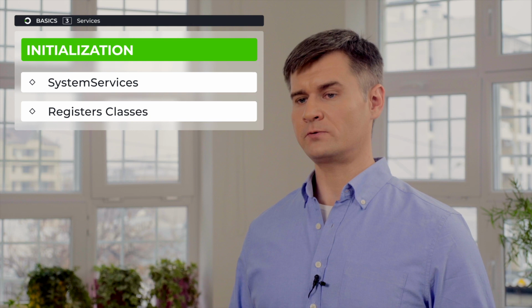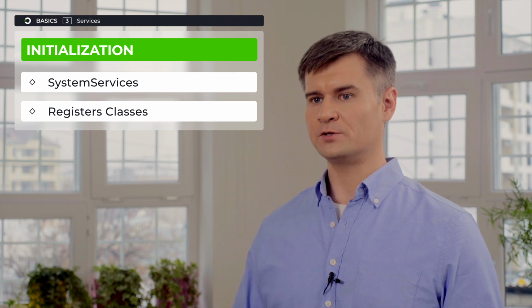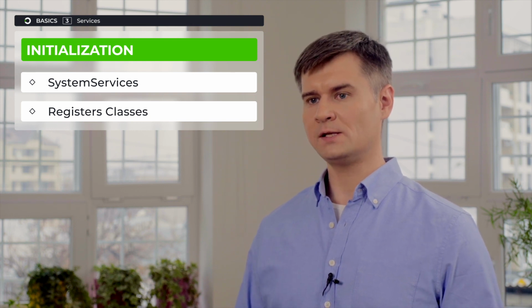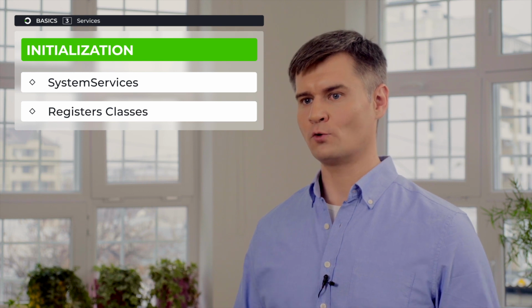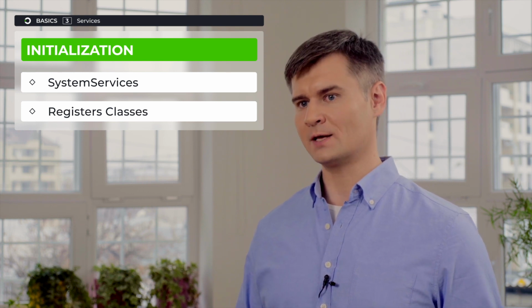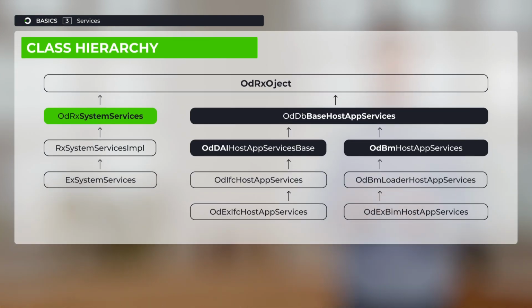A couple of additional words about the initialization. Initialization is a must-do operation in an ODE-based application. It applies to system services and performs the registration of the necessary classes. After the registration of the classes is performed in the initialization, it's possible to create the instances of those classes in the member application. This diagram illustrates the differences between HostApp and system services.